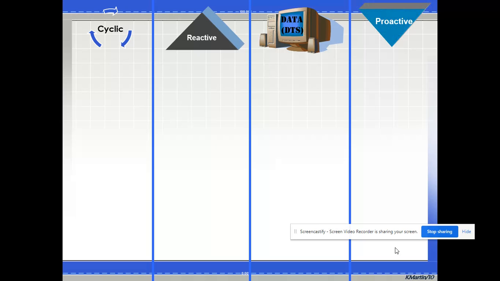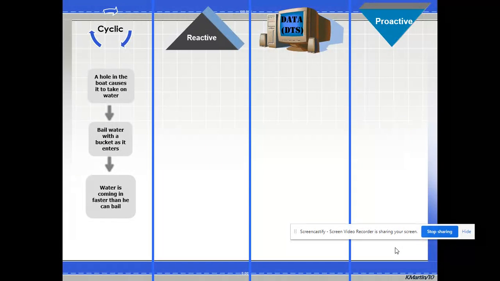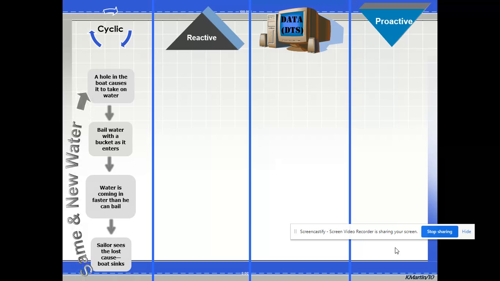In the cyclic, a hole in the boat causes it to take on water. You bail water with a bucket as it enters. Water is coming in faster than he can bail. The sailor sees the loss, cause, and the boat sinks. Okay? Reactive.